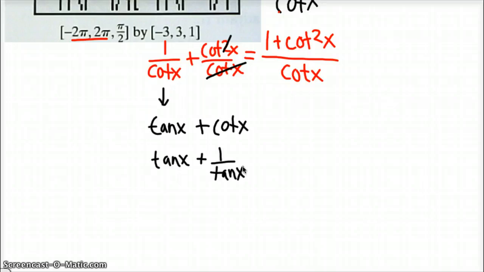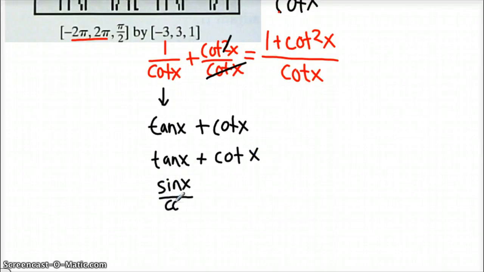Actually, you know what? I may not want to do that, because I'm thinking I'm going to want sines and cosines. And I know how sine and cosine are related to tangent and cotangent. Tangent is sine of x over cosine of x. And cotangent is the reciprocal, cosine of x over sine of x. Okay, so I've gotten the left side rather simple, and I've got sines and cosines.